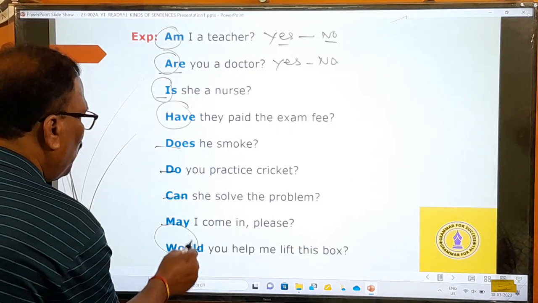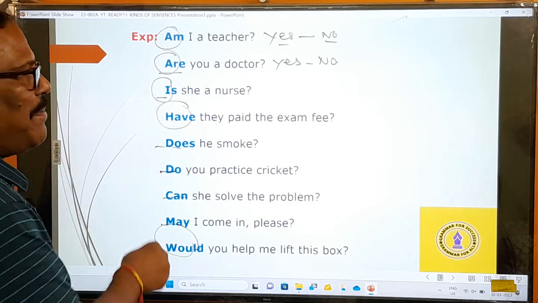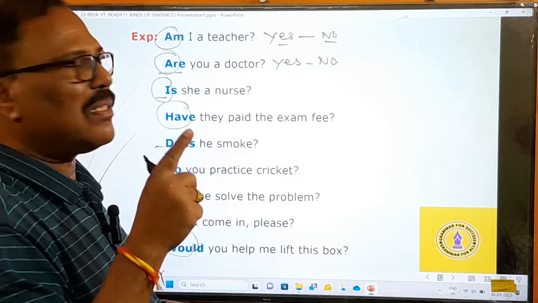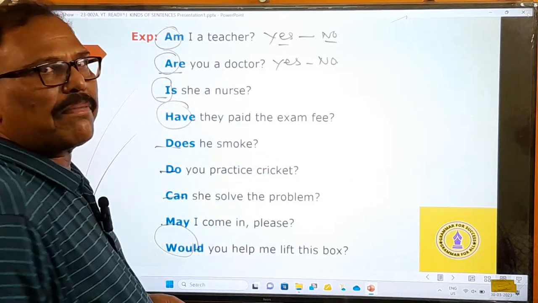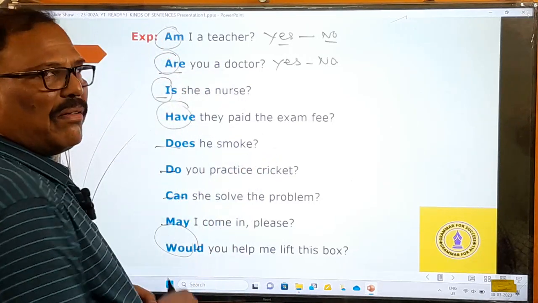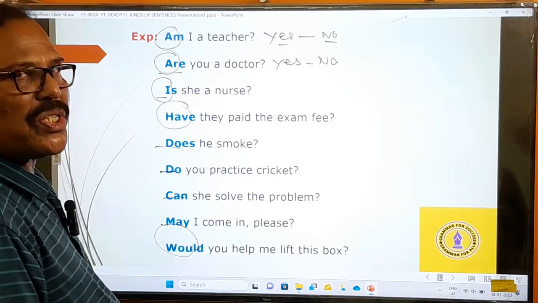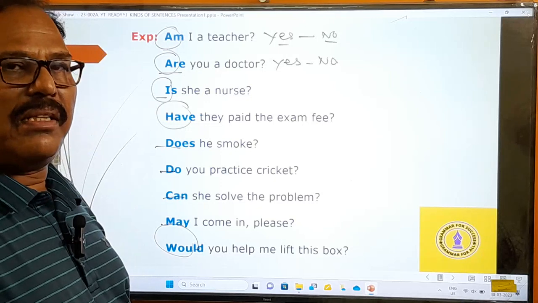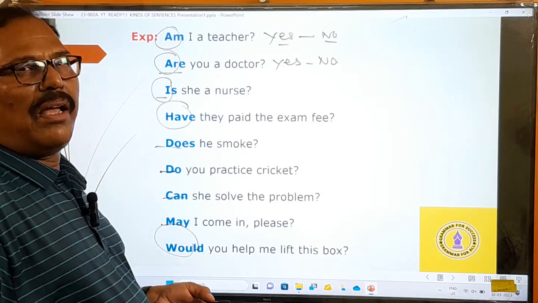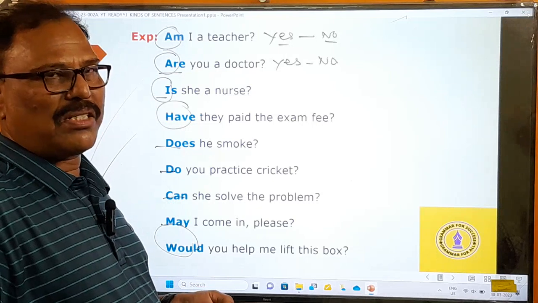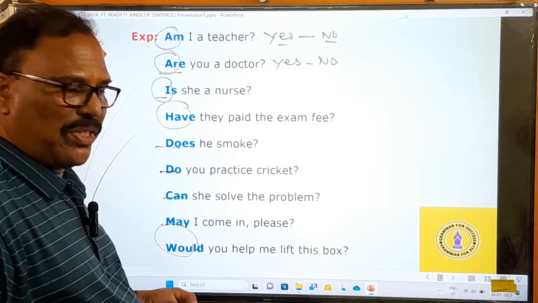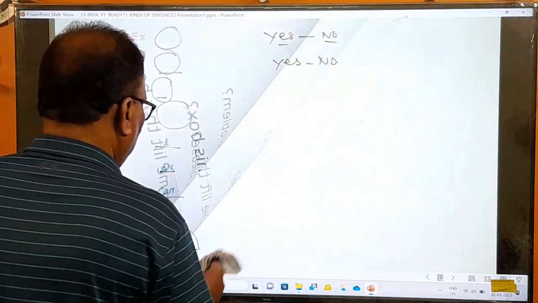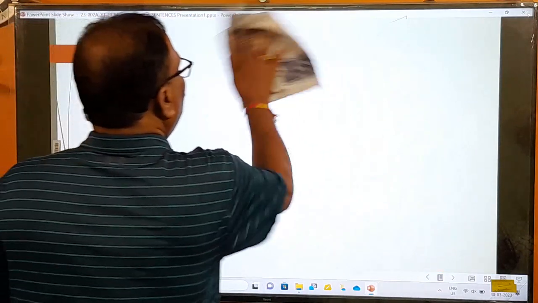So these blue color words are all helping verbs. Any question that begins with any one of the helping verbs is called an ordinary question. Since it is a helping verb, it is called a verbal question. Since the answer to these questions will be either yes or no, it is called a yes-no question also, right? Now I hope you have understood this very clearly. There's no doubt. Okay, and now you go to the next one, WH questions.